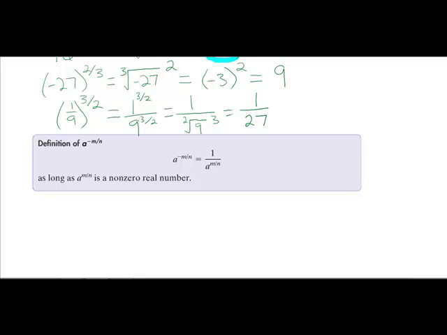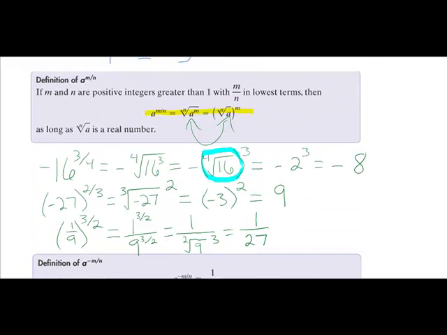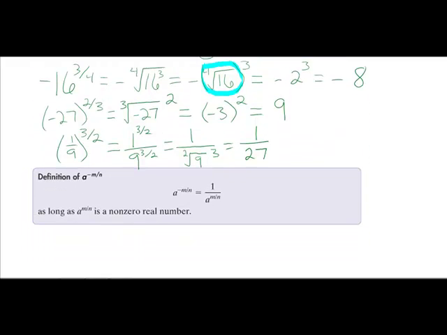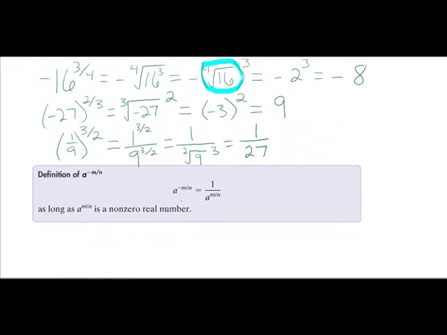Alright, so now we're going to take the last one we just did. We just did a to the m over n power, right up here. Now, instead of thinking about that, we're going to chuck a little negative sign in there. That's going to throw everybody for a loop.